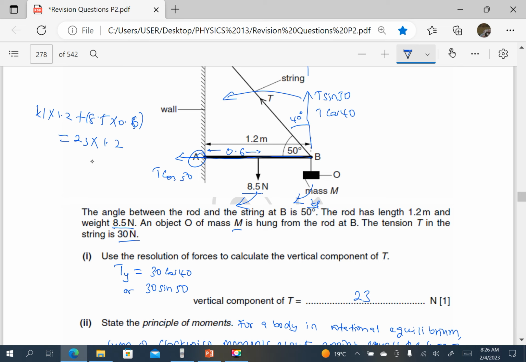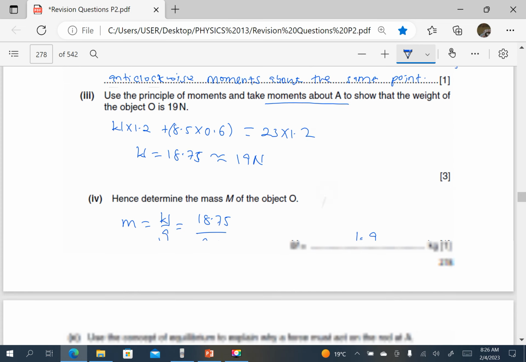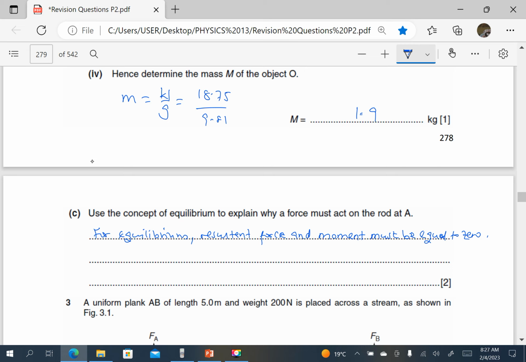Therefore, the wall must be exerting an equal but opposite force to the beam. So if the wall exerts an equal but opposite force to the beam, there must also be a force acting vertically downwards, because the downward force is 8.5 plus the weight of the mass, which is 19. It is not equal to 23 upwards, which was the vertical component. So there must be another force, which is most likely going to be this minus 23.